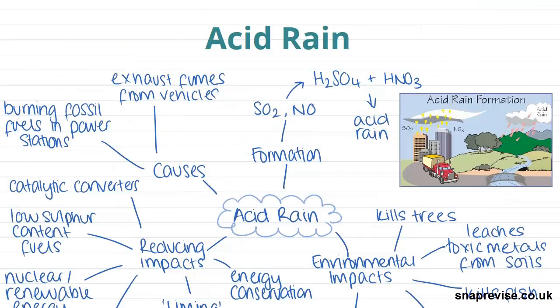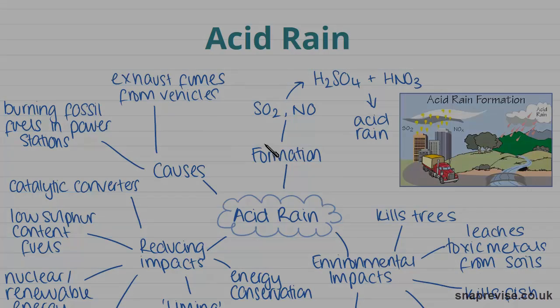The next environmental impact we're going to look at is called acid rain, and essentially acid rain is rain that's been made acidic by reacting with certain pollutants in the air, and I'm going to explain how this happens. So the causes of acid rain are the burning of fossil fuels in power stations and also exhaust fumes from vehicles. So when fossil fuels are burnt or when petrol is combusted in vehicles.